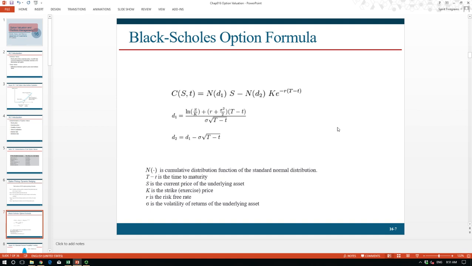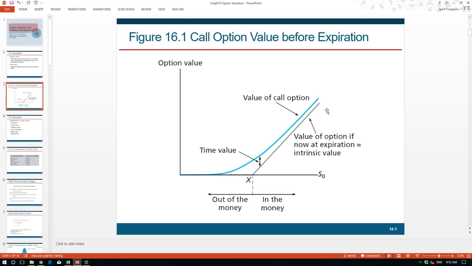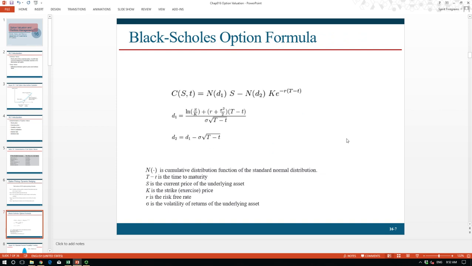So here, let's simplify this as S minus K. S is stock price, K is exercise price. What is that? Stock price minus exercise price, that is the intrinsic value of the option when it's in the money, which is this gray 45-degree straight line. Right? But in order to apply this equation, we want to make sure that the option is in the money.